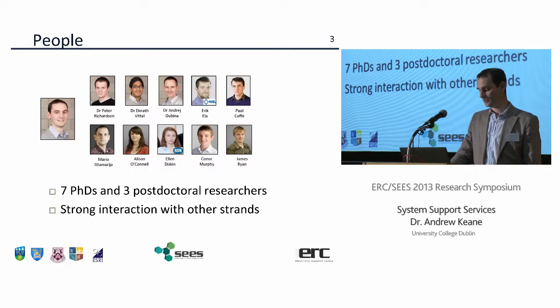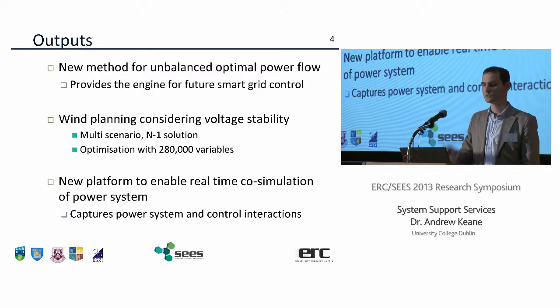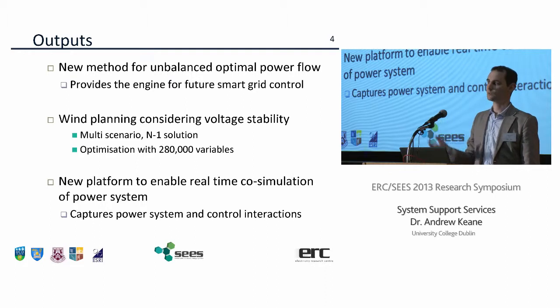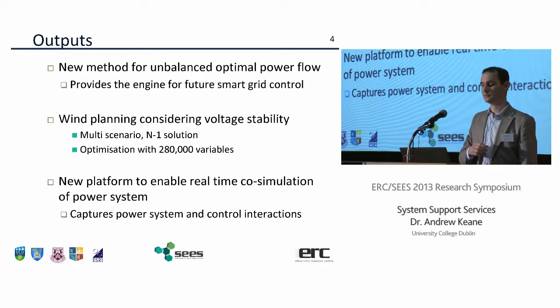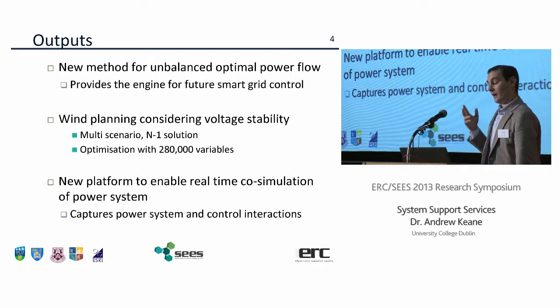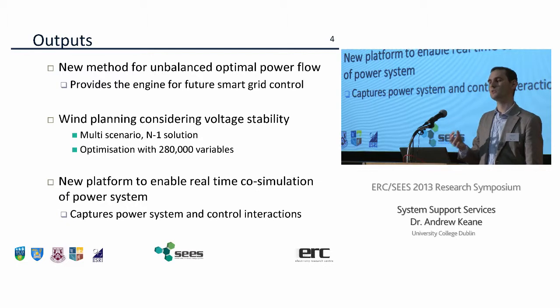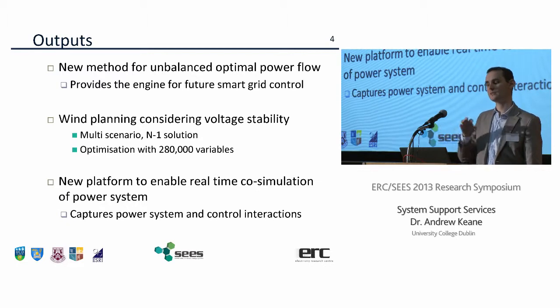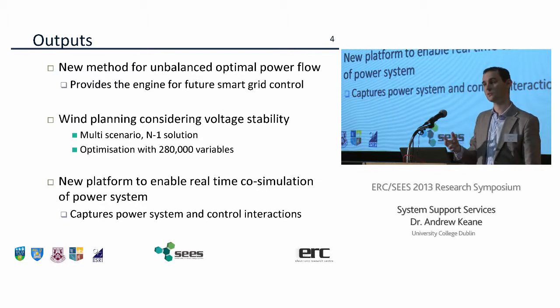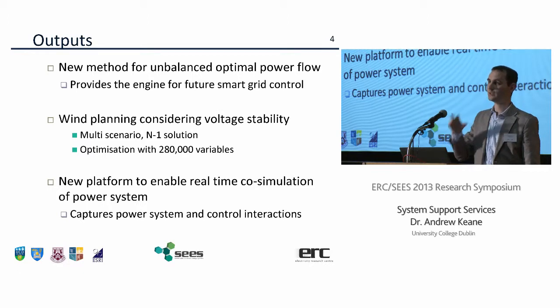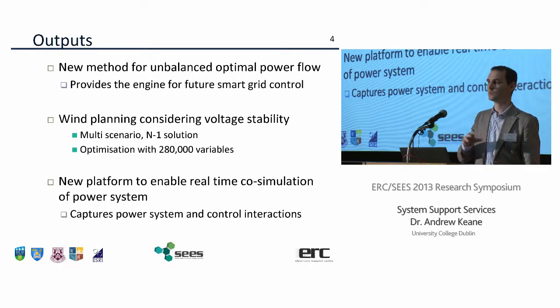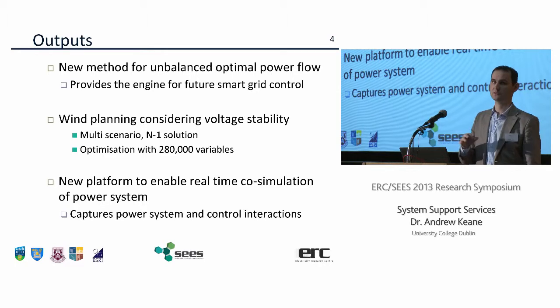So what I really want to talk about now, briefly, is some of the high-level outputs that this strand has produced over the past year or so. In particular, Alison O'Connell has developed a new method for unbalanced optimal power flow. Optimal power flow is a classic optimization method used generally on transmission systems. Alison has managed to develop a new method, one of the first in the world, where we can now apply these principles to unbalanced networks, so multi-phase networks where there's unbalance present.